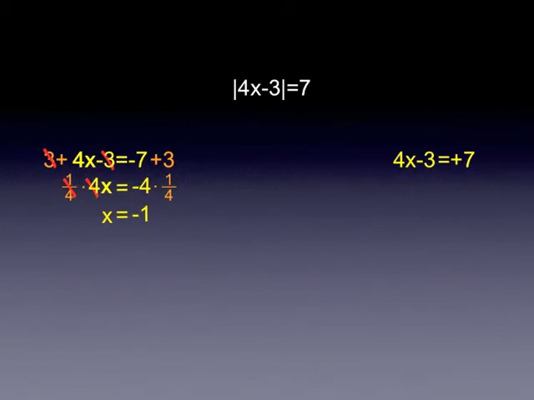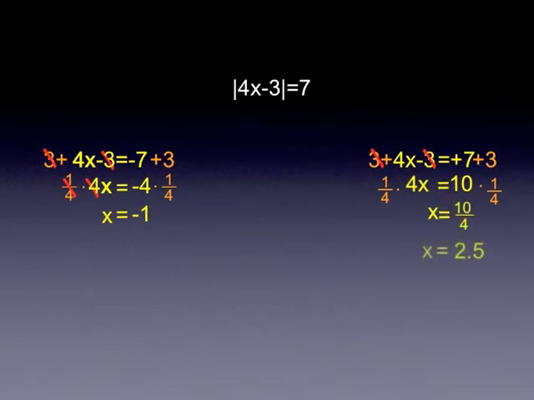Same thing on the other equation. We'll add 3 to both sides of it. Those 3's cancel out. Bring down the 4x, the equal sign, and that equals 10. Then we have 1/4 times both sides of the equation, and those 4's will cancel out. And we bring on x is equal to 10/4, or 2.5.